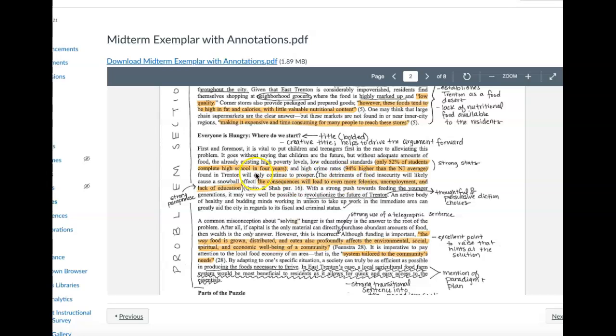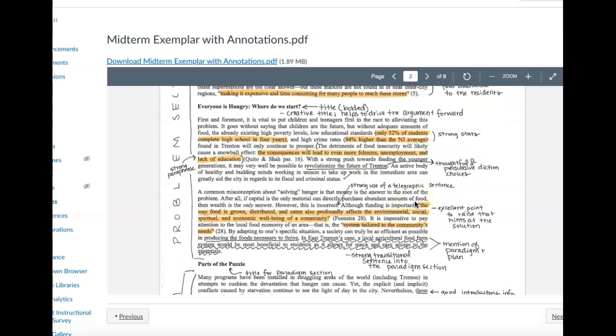He says that he really wants the kids in Trenton to prosper. And he says that these detriments of food insecurity will cause a snowball effect, and it will lead to more felonies, more unemployment, and more lack of education. You can see that he's paraphrasing here, but this is an excellent conclusion to come to. He's using a scholarly source here. He really just continues to talk about how fixing this can really revolutionize the future for Trenton.